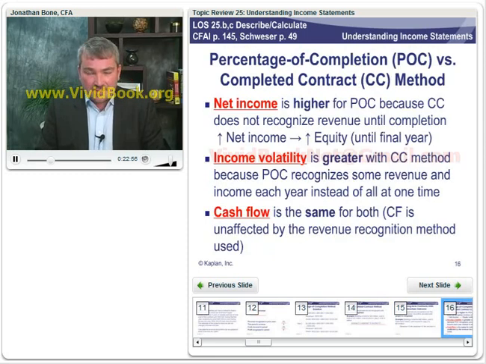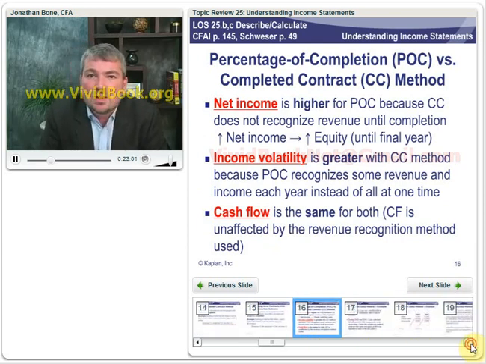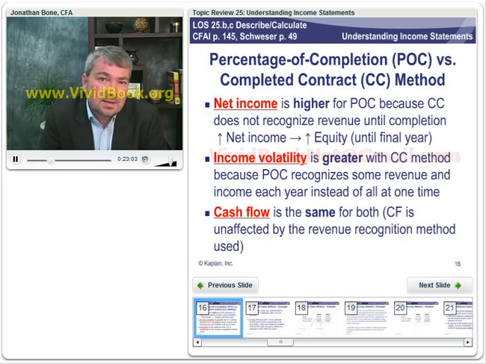Okay, let's have a think about how these methods, percentage of completion versus completed contract, essentially affect our income statement. Of course, net income over the construction phase is going to be higher under percentage of completion because you're recognizing profits during the construction phase. That's going to be the same in every year of the construction, but in the final year, of course, completed contract would have a higher sales figure, a higher expense figure, and a higher profit figure because under completed contract, it's all recorded in the final year.